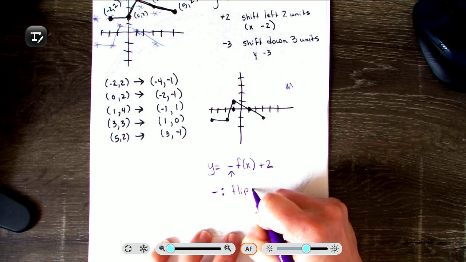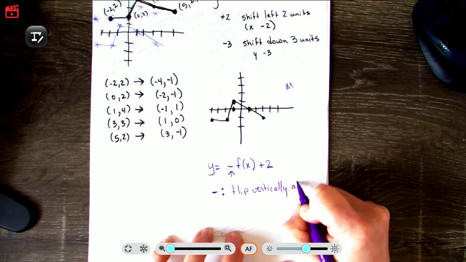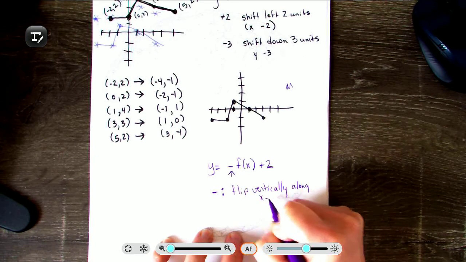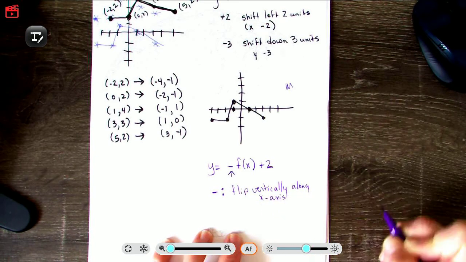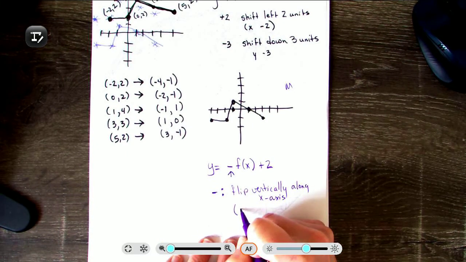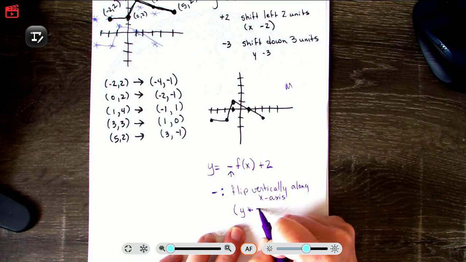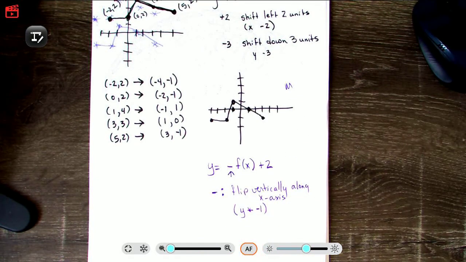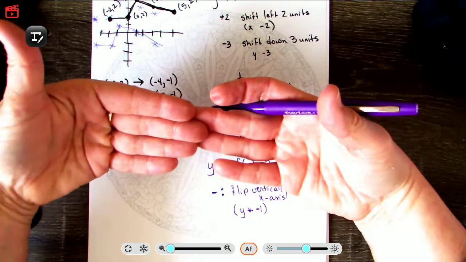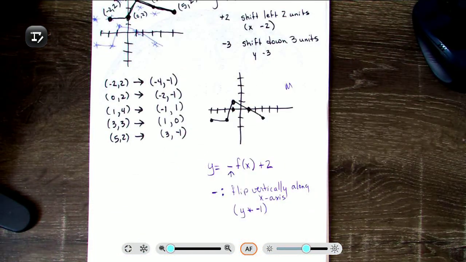So flip vertically along that x-axis. For it to happen on a point, we're going to take that y value, and to make it flip we're going to multiply by a -1. So every y is going to be multiplied by -1, and that'll cause it to go from positive to negative, and negative to come up and go positive.